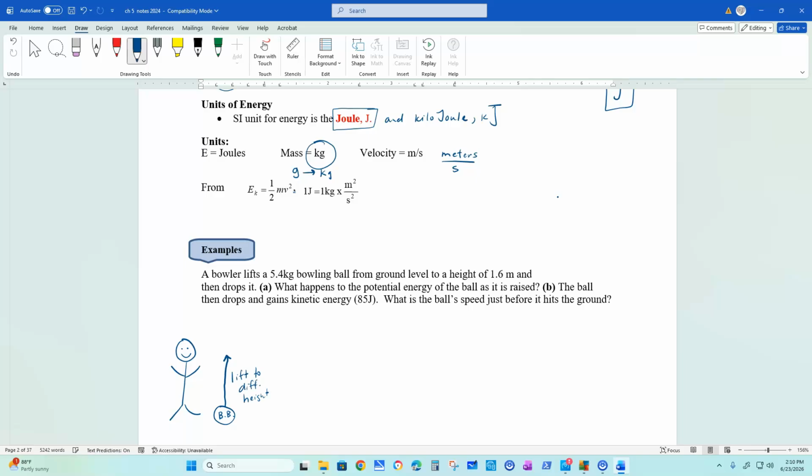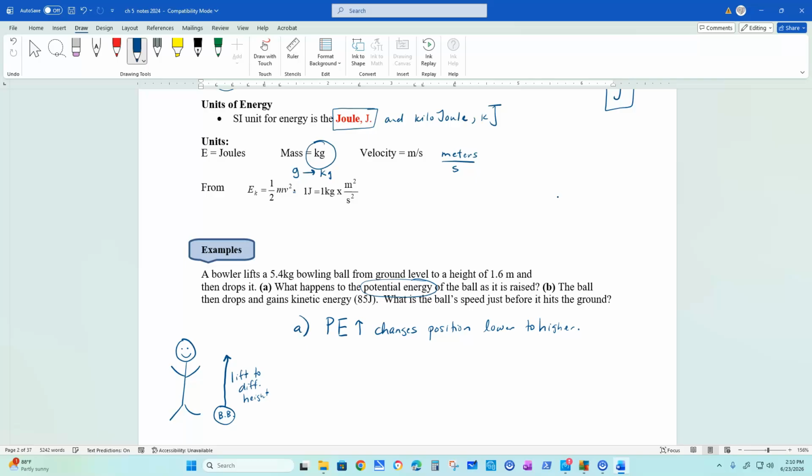Okay. As he raises it up, what happens to the potential energy? Is he moving the ball? No, the ball's not moving. The ball's being lifted from one position to another. So what happens to the potential energy? The potential energy increases because he is changing the position from a lower position to a higher one.